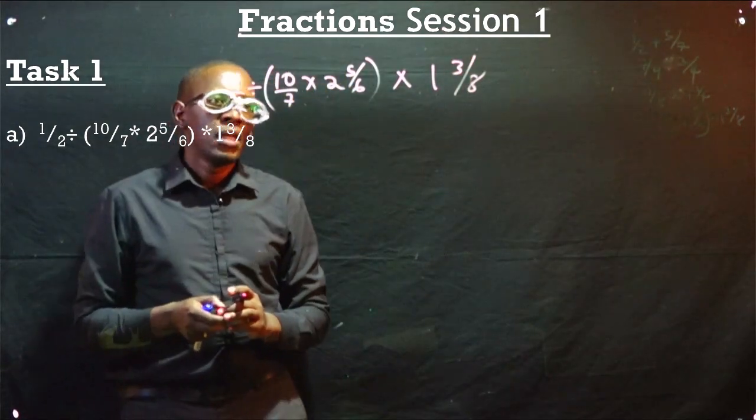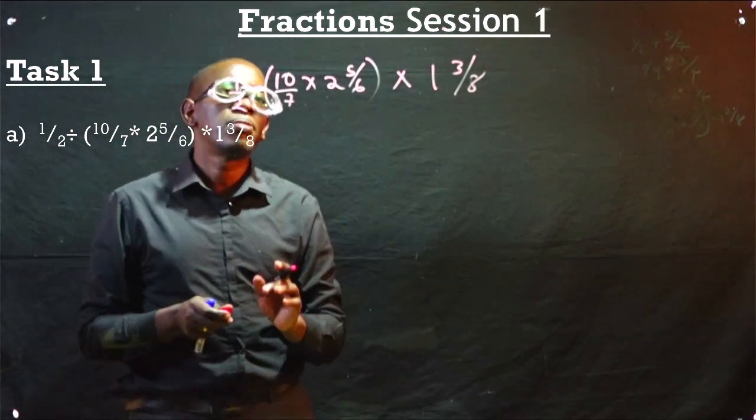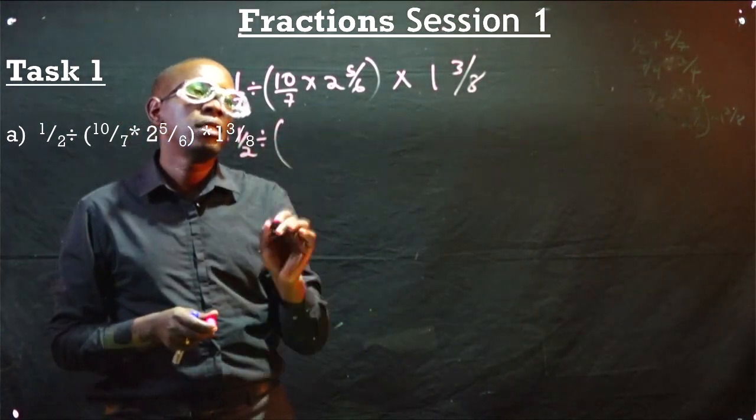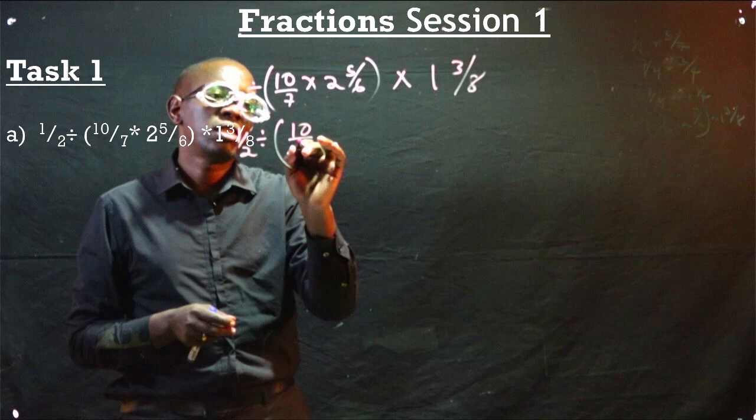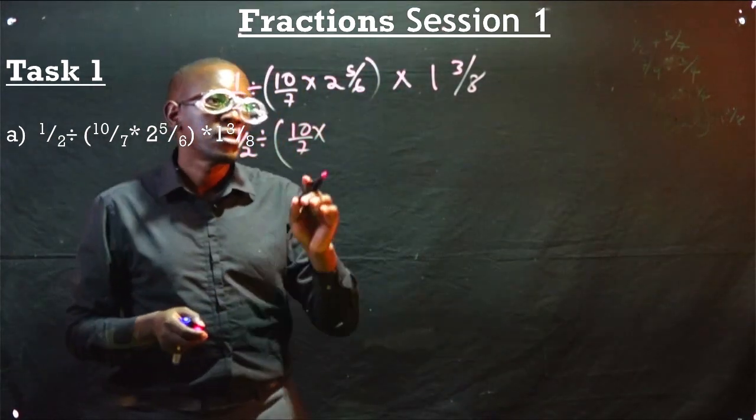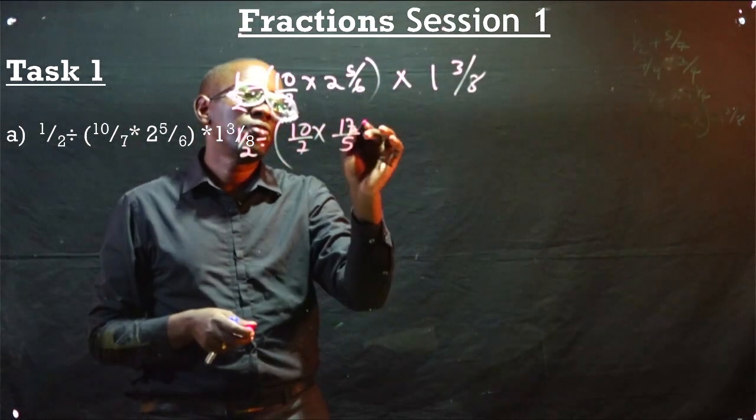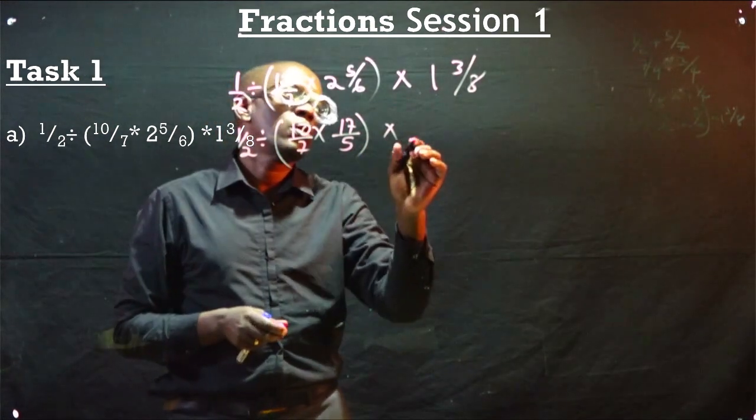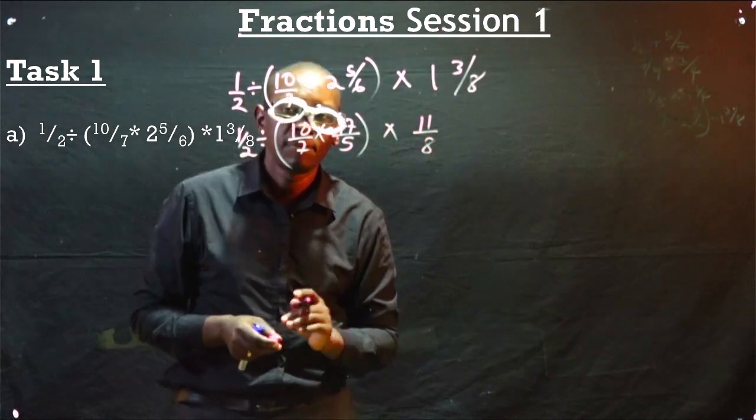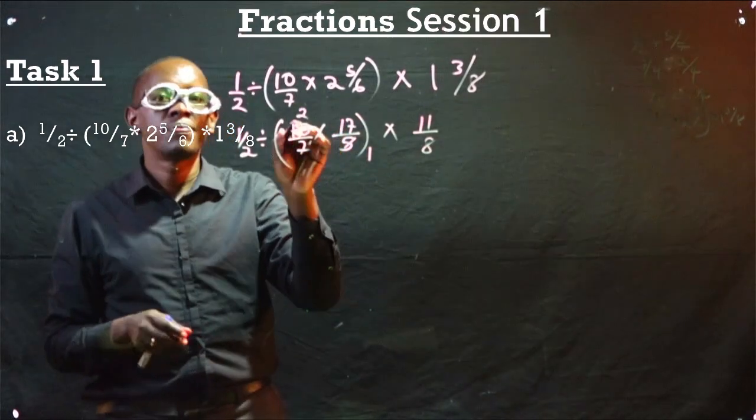Okay. So now, which part do we start with? We agree we need to start with the brackets. So what do we have? This becomes a half divided by, in the bracket, 10 over 7 times, make this one into an improper fraction. What do you get? This is 12 plus 5, so 17 over 5. Then times, convert this one. 1 times 8, 8 plus 3, this is 11 over 8. Excellent. By 5, 1. By 5, 2.